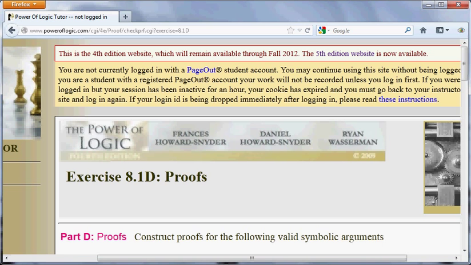Today I'm going to do some proofs in statement logic. I'm going to be using the Power of Logic web tutor. I'm using the 4th edition. 5th edition is similar. And I encourage you to have rules at your disposal to look along with me here. And of course, to pause the video at any point if you want.